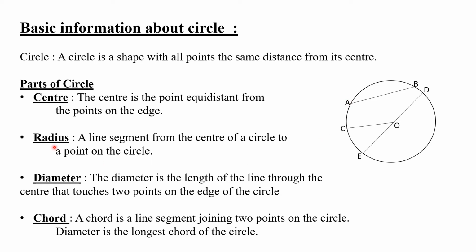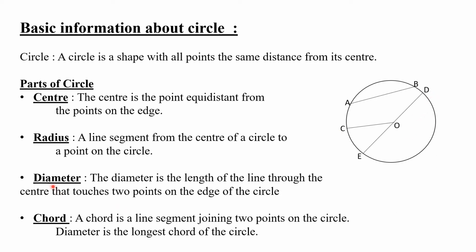Next part is radius of a circle. A line segment from the center of a circle to a point on the circle. So now tell me here which are the radius. Here seg OE is the radius, seg OC is the radius, and seg OD is the radius.